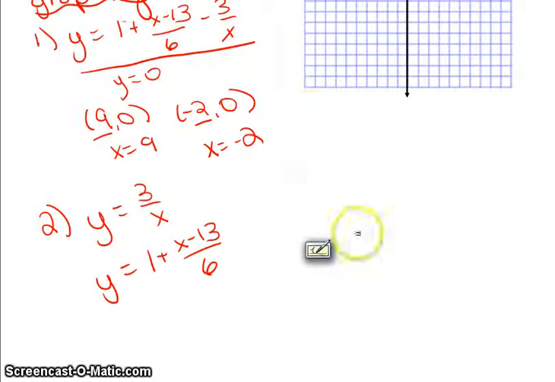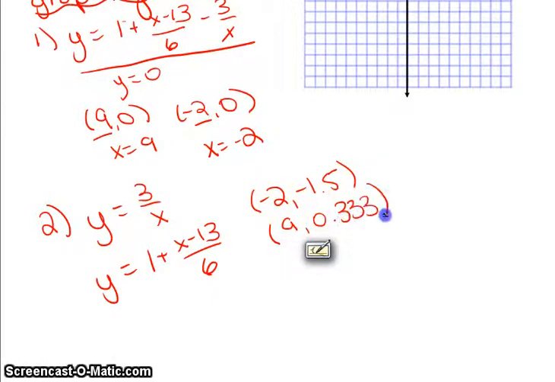So here we had negative 2 and negative 1.5, and then our other one there was at 9 and 0.333. Now if you guys notice, yes, these y values here are different, but what you notice here is that your x values are still the same. We still have x is equal to negative 2, x is equal to 9. So just remember, when you graph them independently, look at where they intersect. When we're graphing them as one function, you look at where they cross that x-axis. And if you compare all three solutions, you will notice that they are all the exact same.